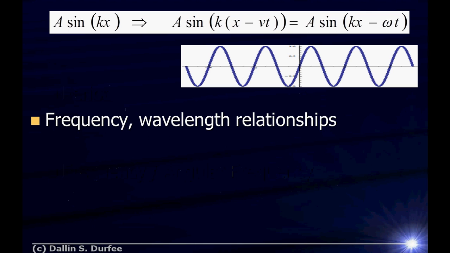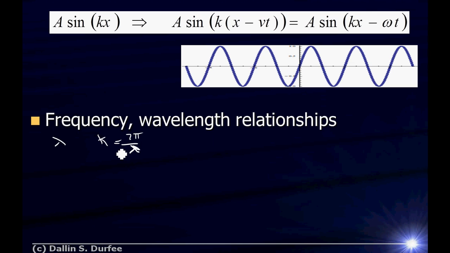Now, there's all kinds of relationships between the wavelength and the frequency. If I know the wavelength of a sine wave, I can find the wave number. If I know the wavelength, I know that the wave number is just 2 pi over the wavelength. So if I know the wavelength, I can find the wave number. But there's also a relationship between the time and the space parameters. If I know the wavelength, I also know the frequency, right?